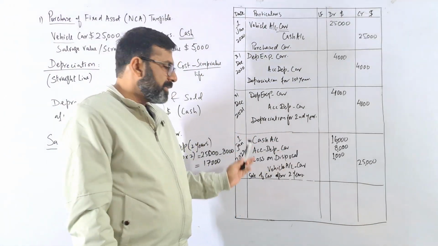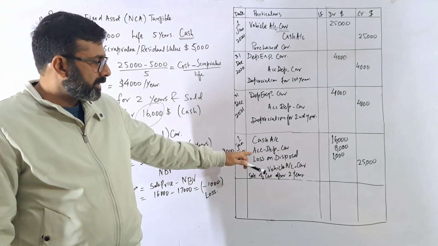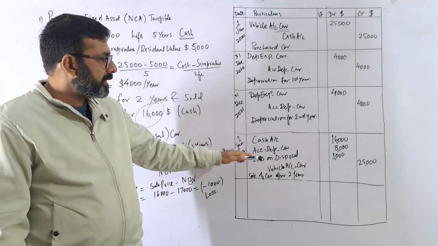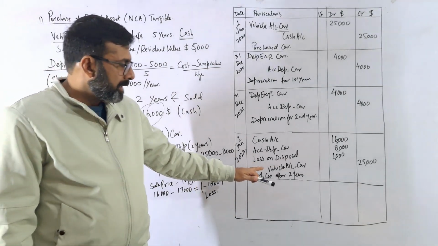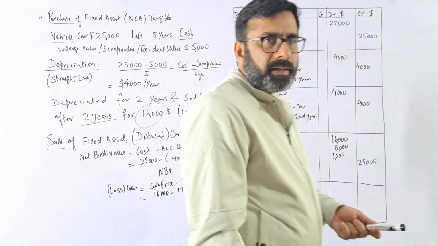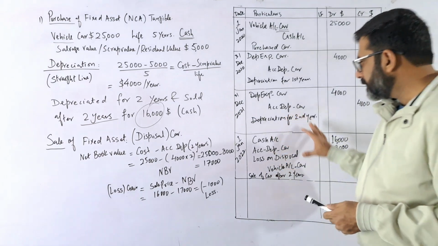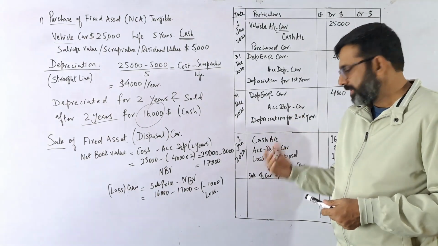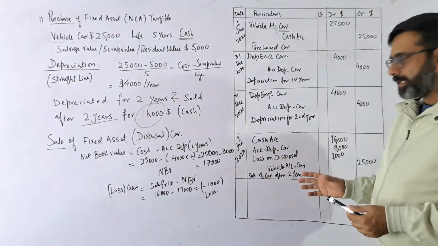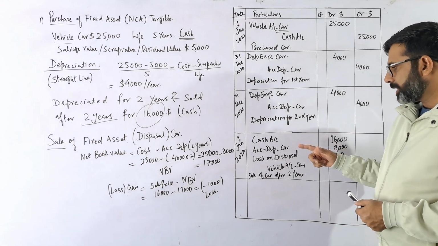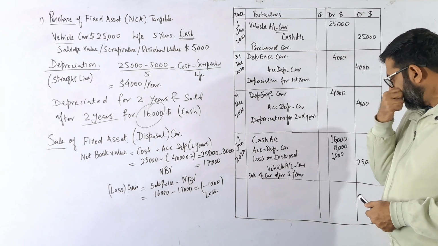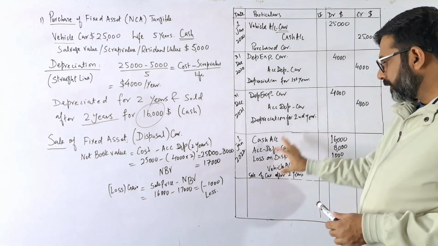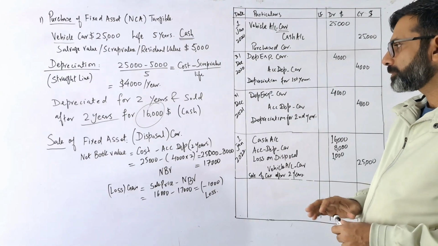So the cash account debit, accumulated depreciation account for the car is again debit, and then the loss is debit, and the vehicle account, the credit is there. So this is the concept of how they are selling the fixed asset and what are the accounts that are affected. So cash, accumulated depreciation, disposal, and the vehicle account will be credited with 25,000. So the balance is nil.